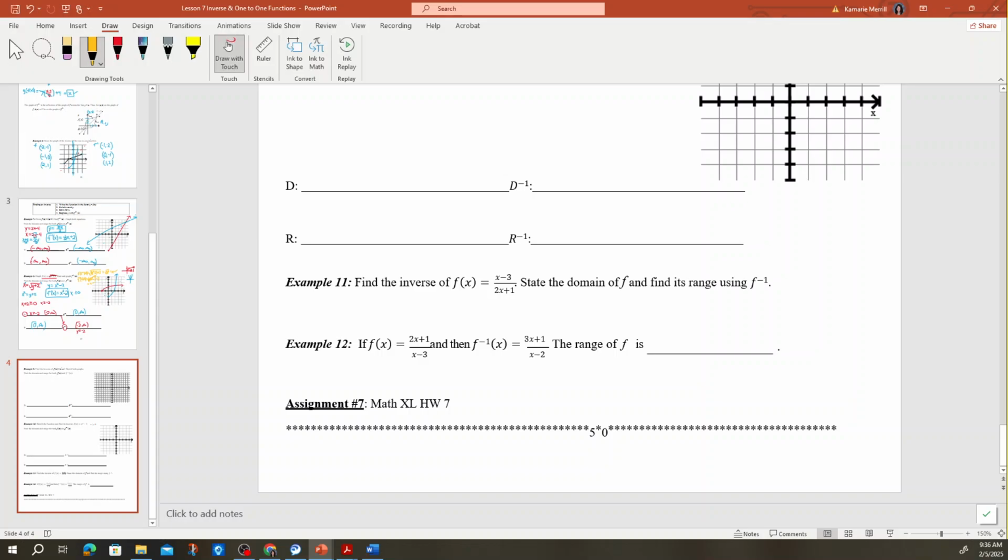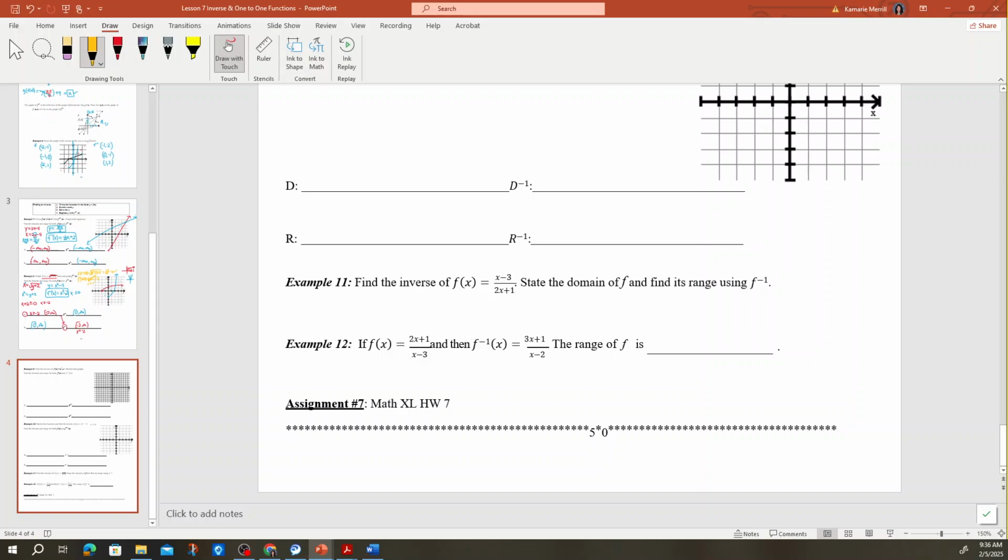Alright, let's check into 11 and then I'll give you another 10 seconds on 12. Find the inverse of f. Oh, I didn't want you to actually find the inverse. Yeah, I actually need to. We need to on this one. And then we want to state the domain of f and then find its range using f inverse. So we are not even going to be able to graph these. So how do you do range? And it's because you use the inverse to do that.